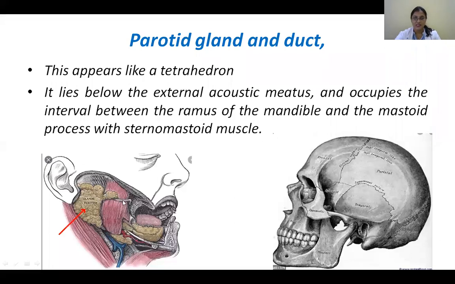And then you can see this is the parotid duct. The parotid duct abruptly goes down, pierces the buccinator, and then opens into your oral cavity. So here you can see it lies below the external acoustic meatus and occupies the interval between the ramus of the mandible and the mastoid process with the sternocleidomastoid. This is your ramus of the mandible. This is the mastoid process and the attachment of the sternocleidomastoid. So this region is occupied by your parotid gland.